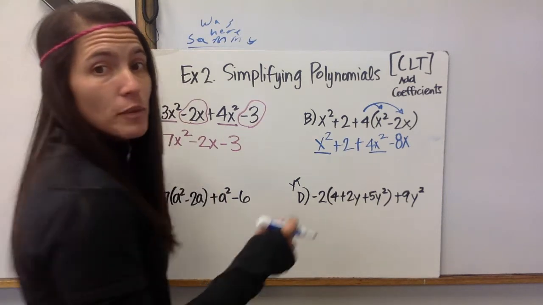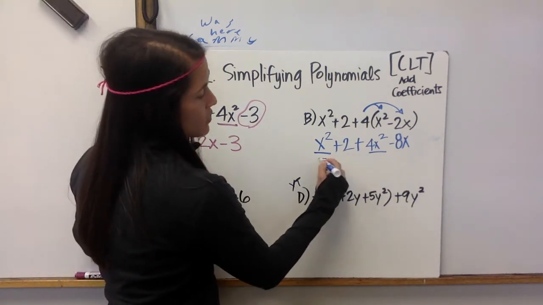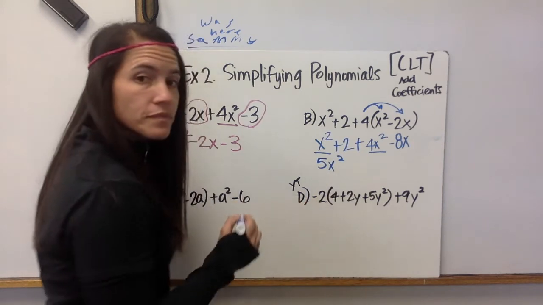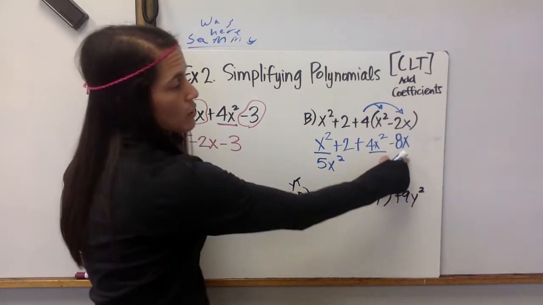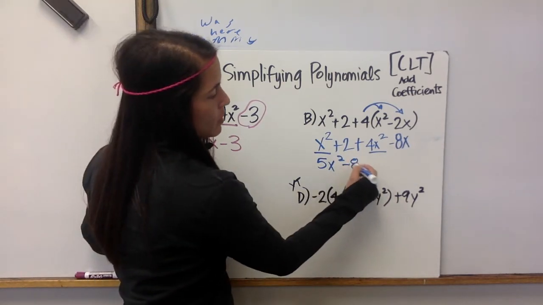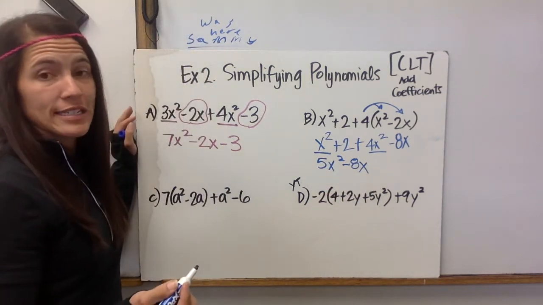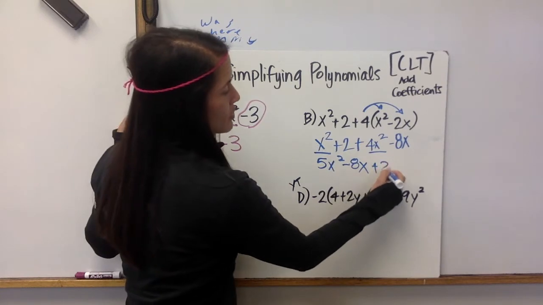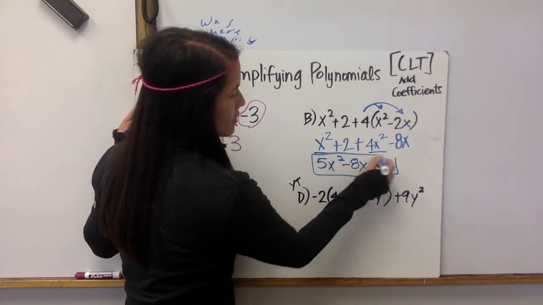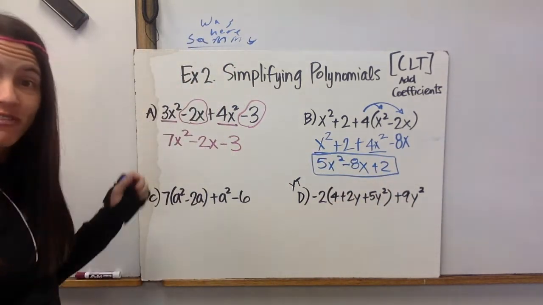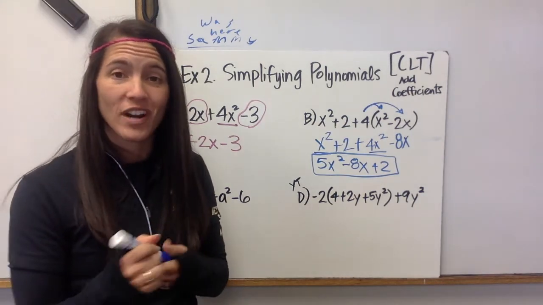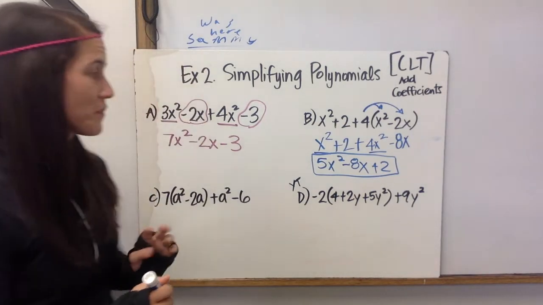I'm simplifying this polynomial. x squared plus 4x squared is 5x squared. And then I want to go ahead and put it in standard form. So I'm going to put my minus 8x next, and then plus 2 at the end. So first you have to distribute just like we've done before, and then you are going to combine like terms.